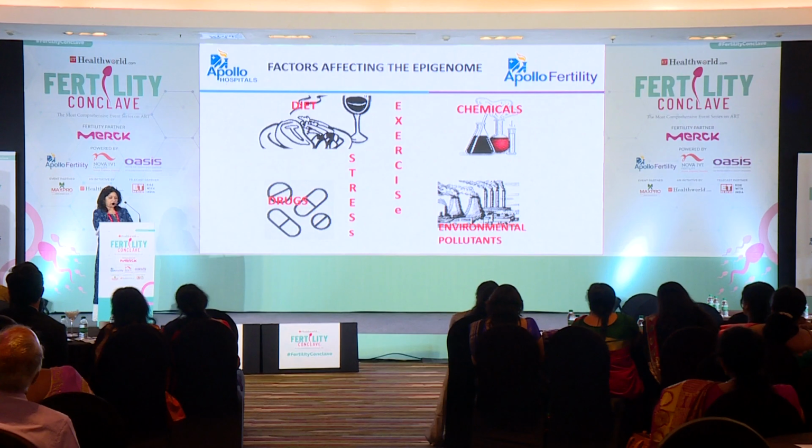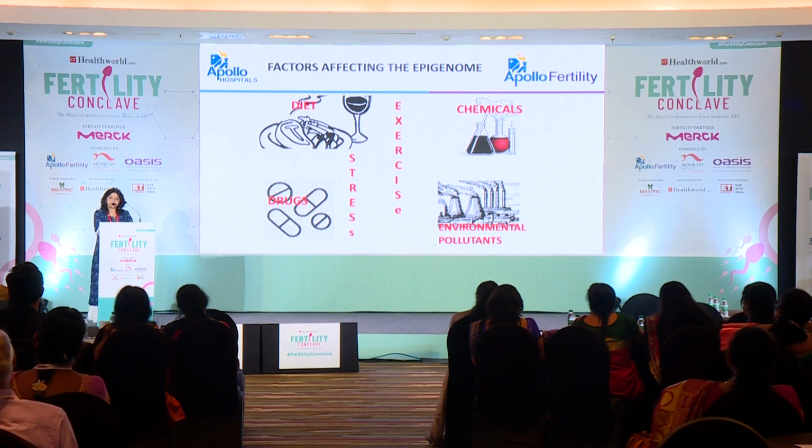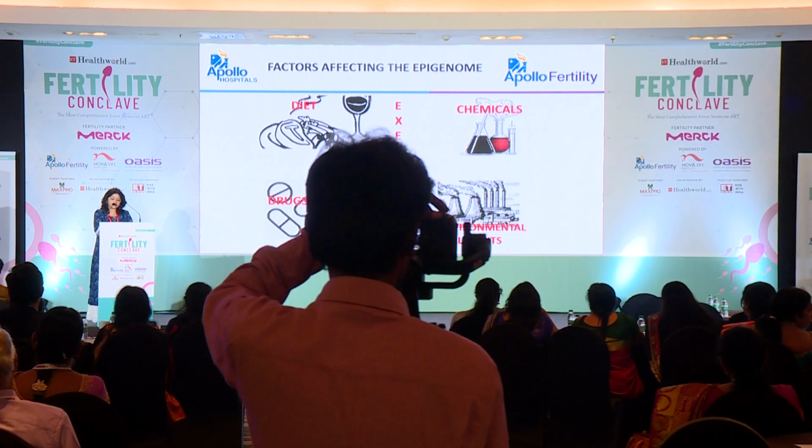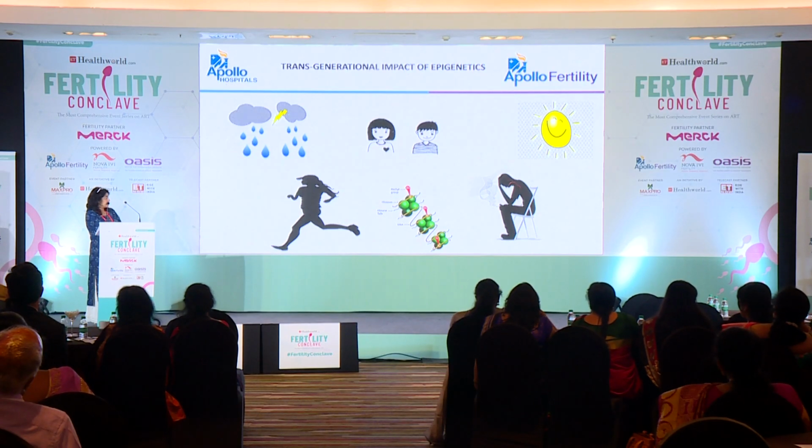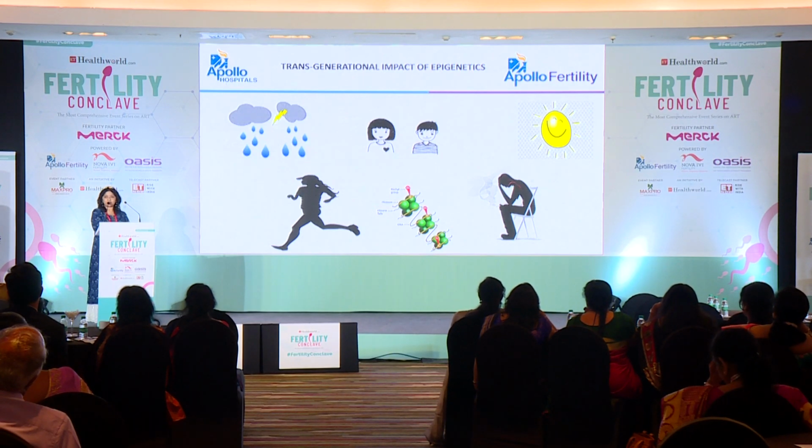But what do we know? We know factors that can possibly affect the epigenome: diet, exercise, stress, medication, chemicals, herbicides, pesticides, environmental pollutants. We also know that epigenetic changes are transgenerational. We know that the changes can be carried down 2 to 3 generations down the line. Life experiences of our parents as children, whether good or bad, and the choices they made as adults, whether good or bad, have already affected our individual epigenomes.